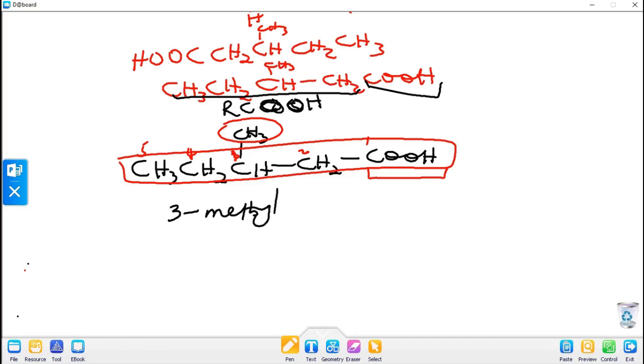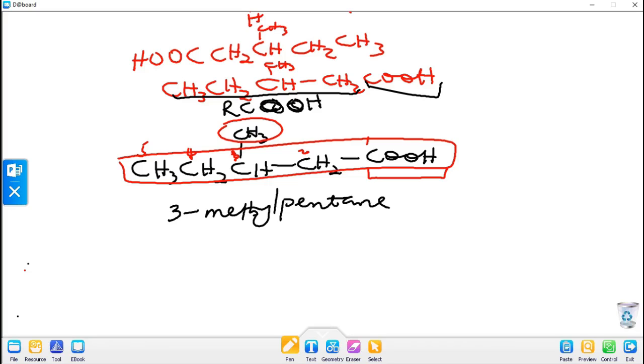There are 5 carbon atoms there. Since there are 5 carbon atoms, it ought to be pentane. But because we have COOH as a functional group, we'll remember what we saw when we were discussing alkanoic acids or carboxylic acids, which have COOH.